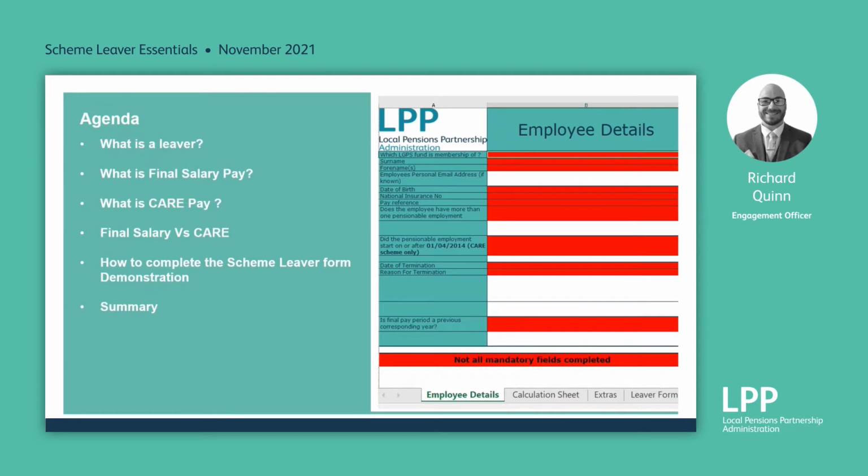I will provide you with a recap of the final salary scheme and CARE scheme, outlining the definitions for pensionable pay under each scheme, how they are calculated, and what information is required when notifying LPPA of a leaver. I will also talk you through the key differences between the final salary and CARE scheme, just to make you aware. And finally, I will provide a demonstration of the leaver form, which is a development of an existing tool, taking on board feedback received from employers surrounding the leaver process.